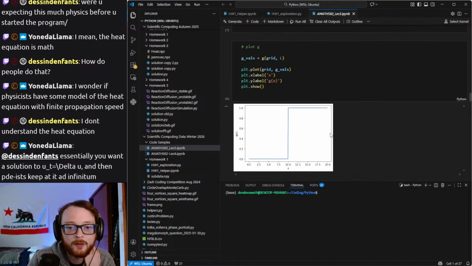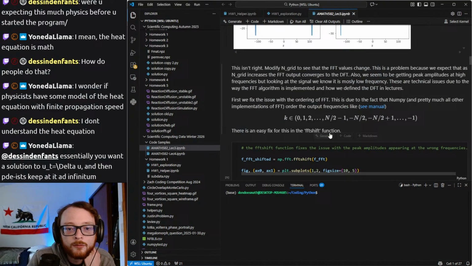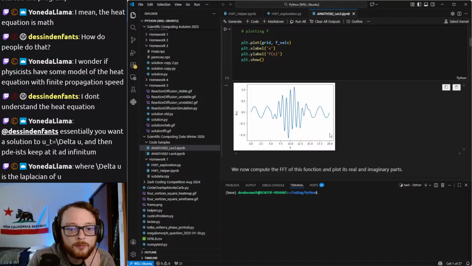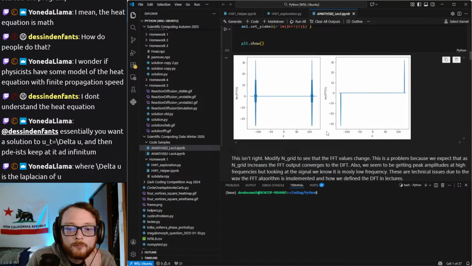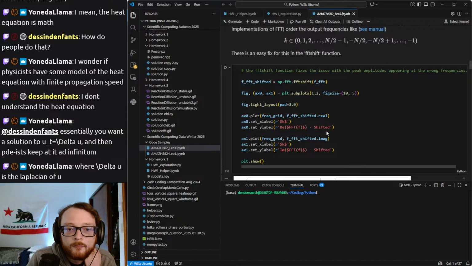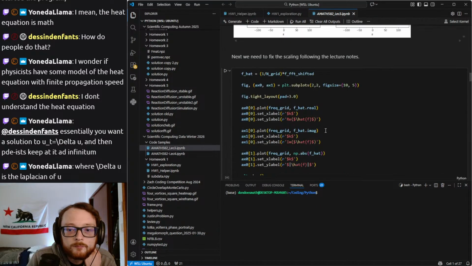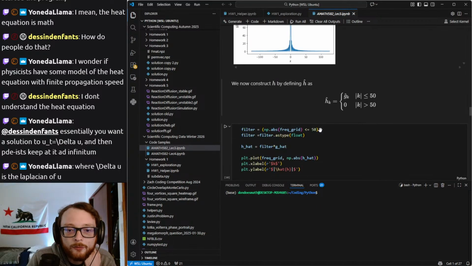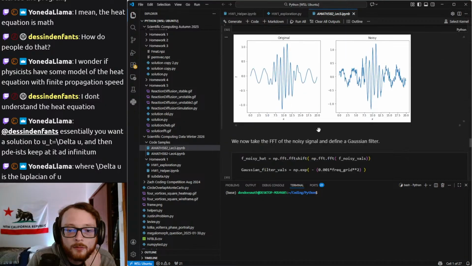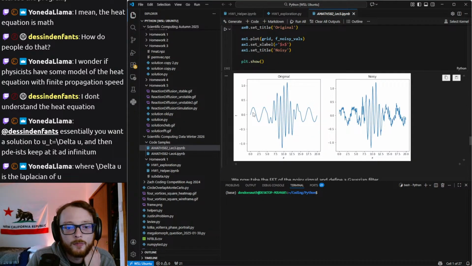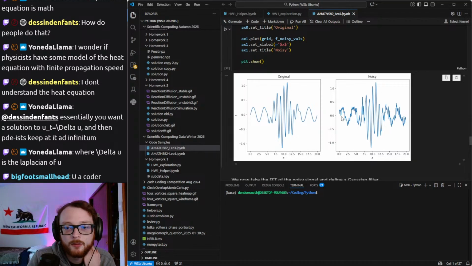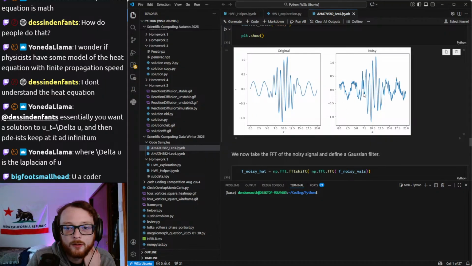Wait, where do they add noise? Is this in the next one? Oh yeah, here we go. Okay. So again, the original F, and then we've manually added our own noise to it here.